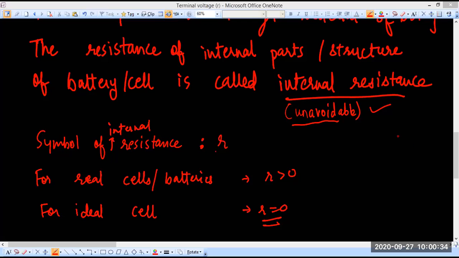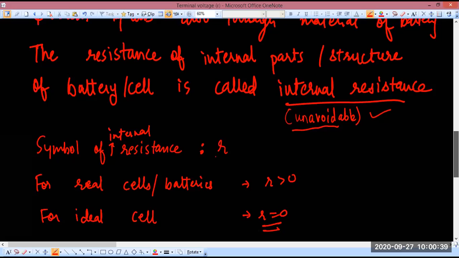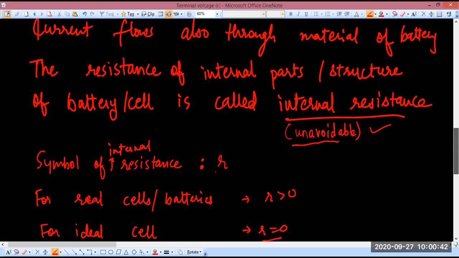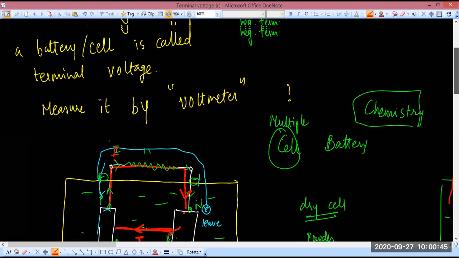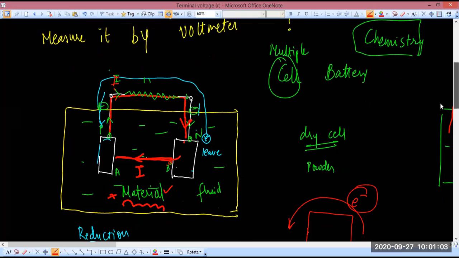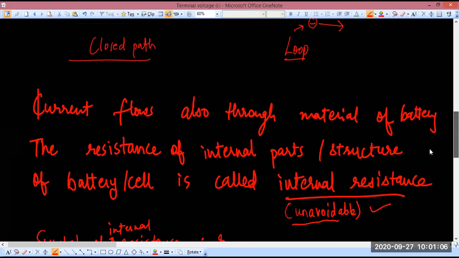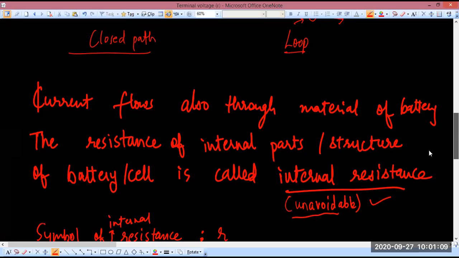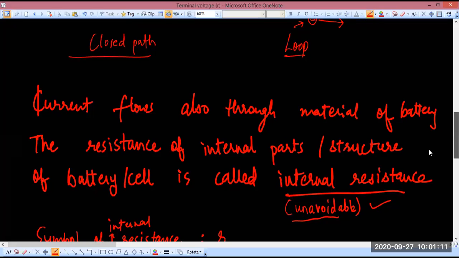Okay, so now this is what is internal resistance. Right, so far we have talked about two terms. Which two terms? One, terminal voltage, right? That's the first term which we have talked about. What's terminal voltage? It's the potential difference between this end and this end, that is the positive terminal and negative terminal, right? Then we have talked about internal resistance, that is the resistance which is due to the material or the internal parts of the battery or cell, right?